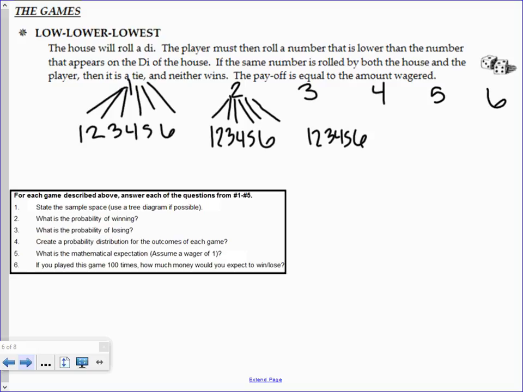I like this because it will be helpful to me when I'm answering the question for probabilities of wins and losses. It says in low, lower, lowest, the player must roll a number that is lower than the number that appears on the die of the house. So if the house rolls a 1, can I win by rolling something lower than them? No, there are no wins. If they roll a 2, can I win? Yes, by rolling a 1. If they roll a 3, can I win? Yes, by getting a 1 or a 2. So I like to do it like this because then I can more easily spot my wins and losses.